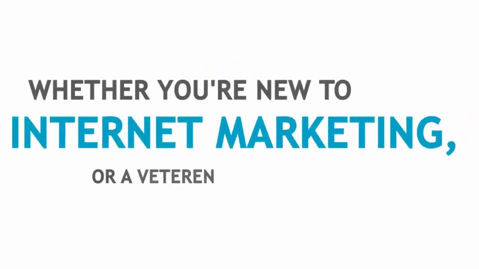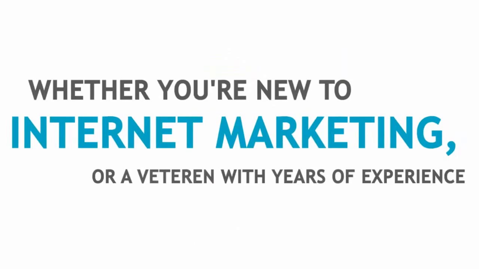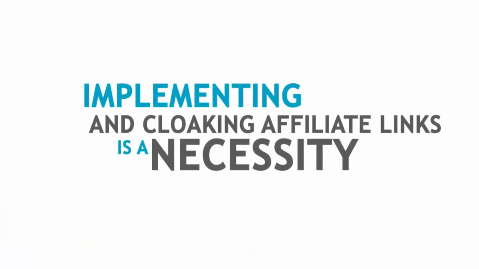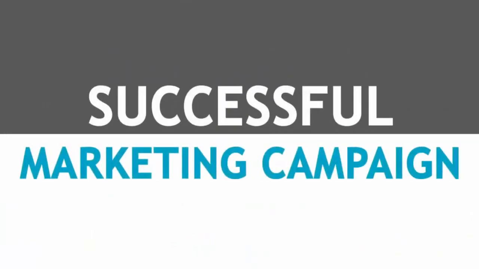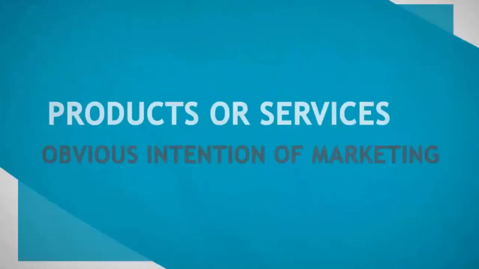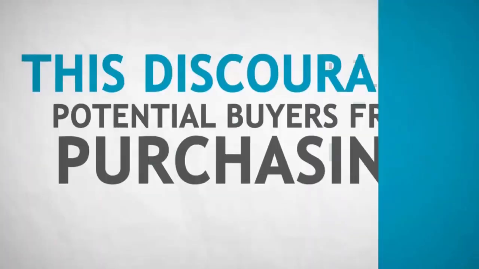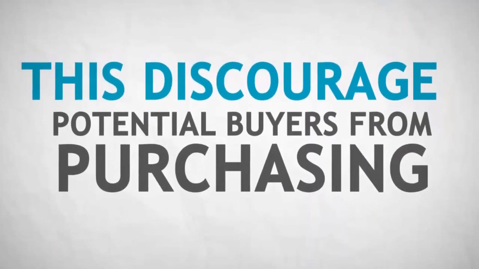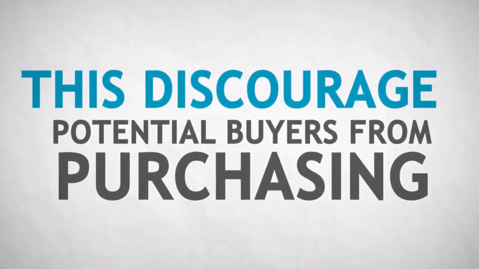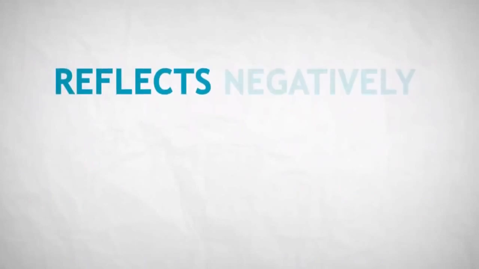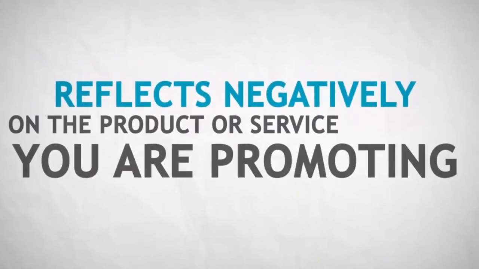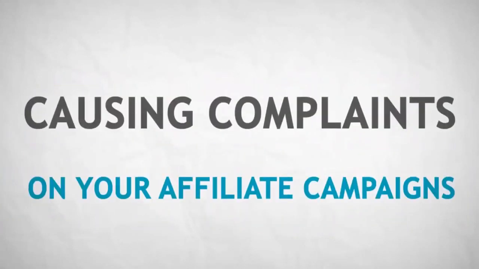Whether you're new to internet marketing or a veteran with years of experience in the field, implementing and cloaking affiliate links is a necessity for any successful marketing campaign. You never want to post or advertise products or services with the obvious intention of marketing. Not only does this discourage potential buyers from purchasing or clicking through to your suspicious link, but it also reflects negatively on the product or service you're promoting, many times causing complaints on your individual affiliate campaigns.